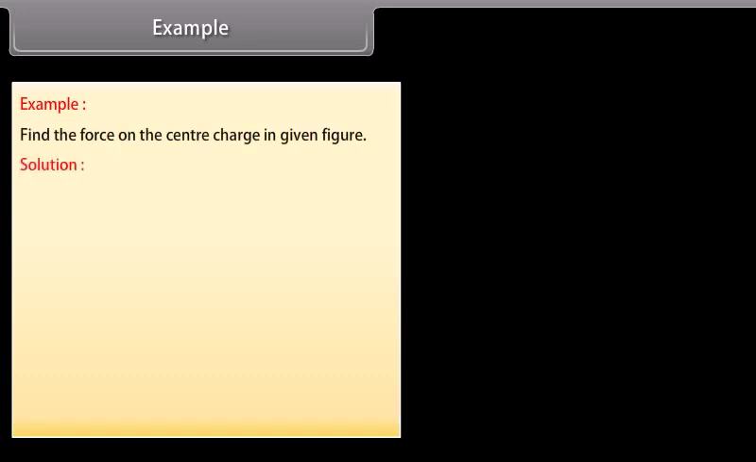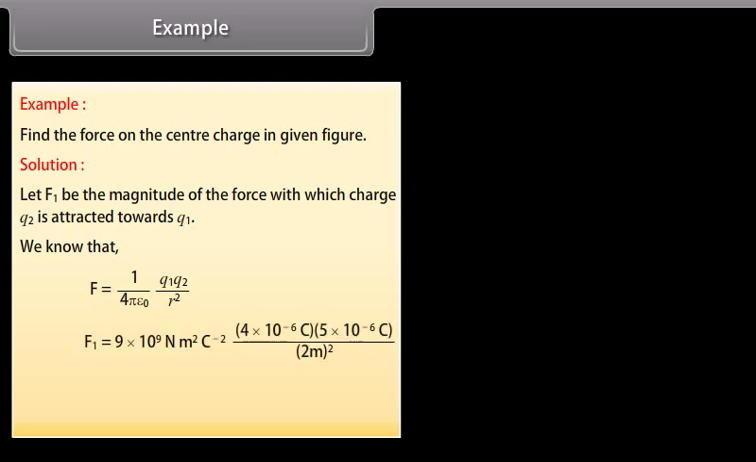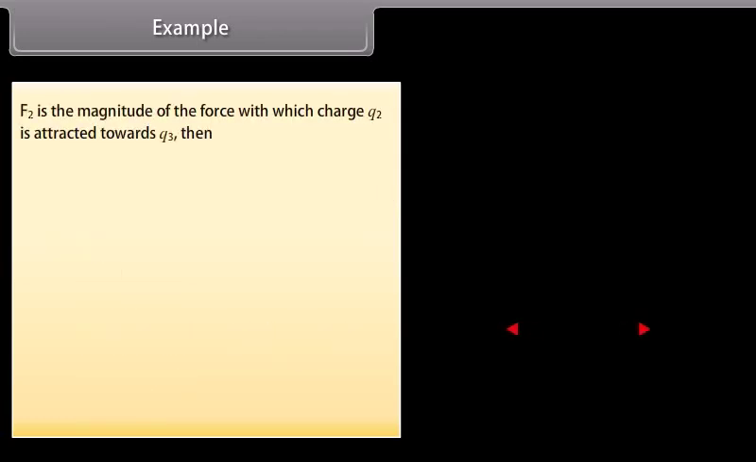Let's see the solution. Let F1 be the magnitude of the force with which charge Q2 is attracted towards Q1. We know that F1 is equal to 1 upon 4 pi epsilon naught multiplied by Q1 Q2 upon r square. Put the values in this equation. We get F1 is equal to 45 into 10 raised to the power minus 3 Newton, which is equal to 0.045 Newton. F2 is the magnitude of the force with which charge Q2 is attracted towards Q3. Put the values in the above equation.